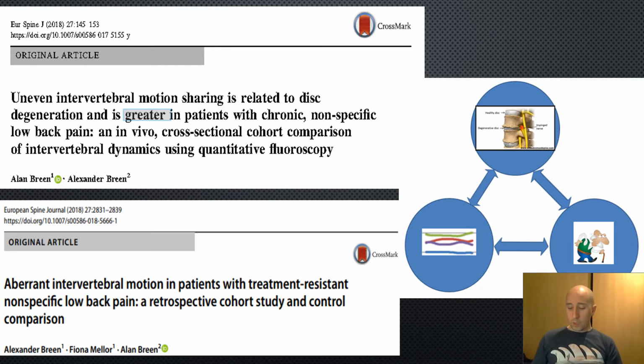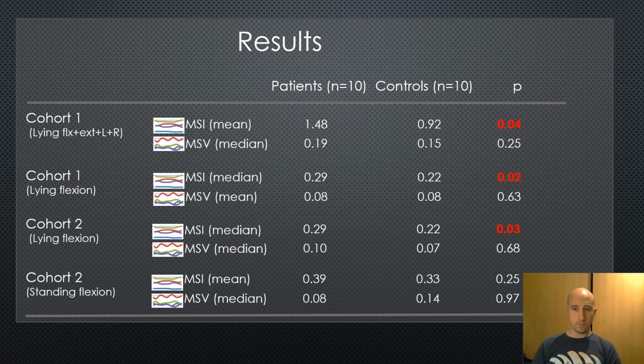So we have found that this is associated with chronic non-specific low back pain. We find that inequality is greater in patients with non-specific low back pain, and there is a relationship between the inequality and variability and mechanical derangements such as disc degeneration, but only in patients with non-specific low back pain, not in controls.